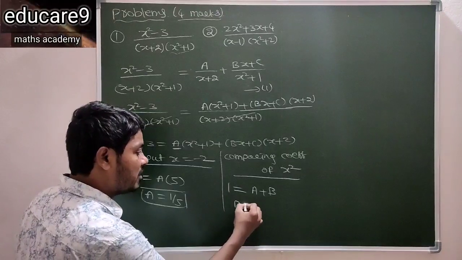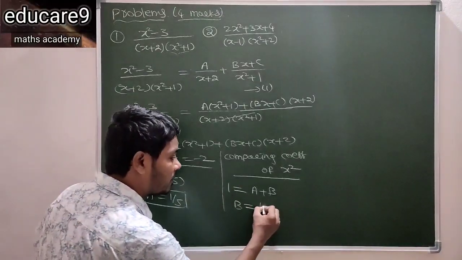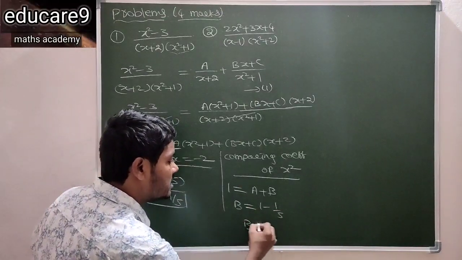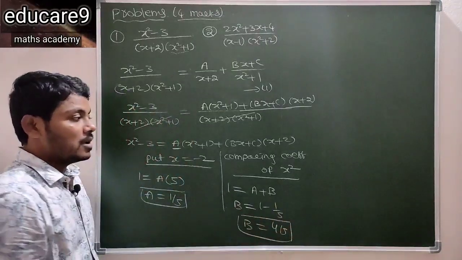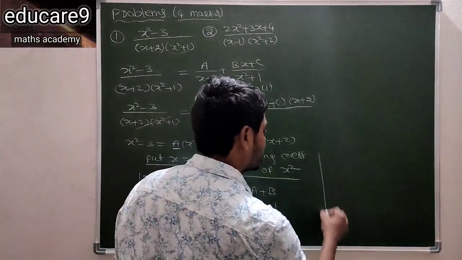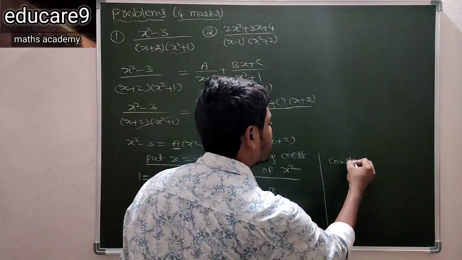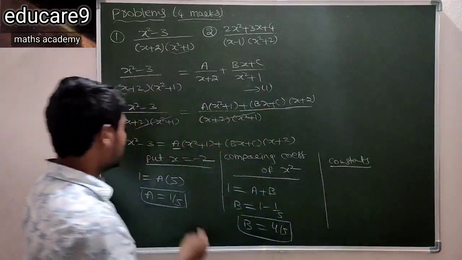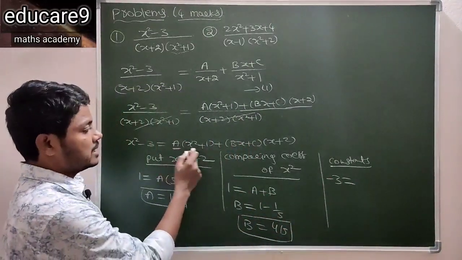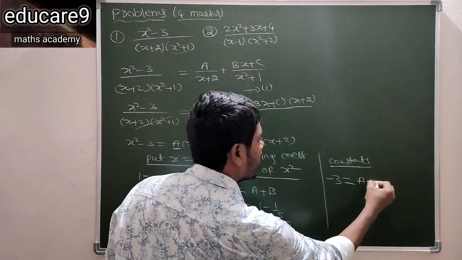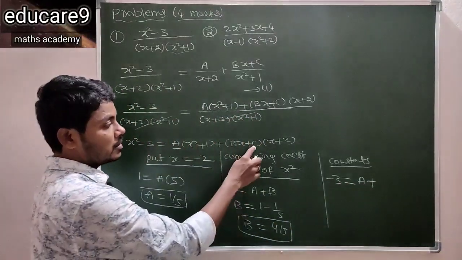So clearly what is b value? 1 minus a, that is 1 minus 1 by 5. So b is equal to 4 by 5. So next, comparing the constants. So the constant is minus 3 on LHS, on RHS a plus 2c.